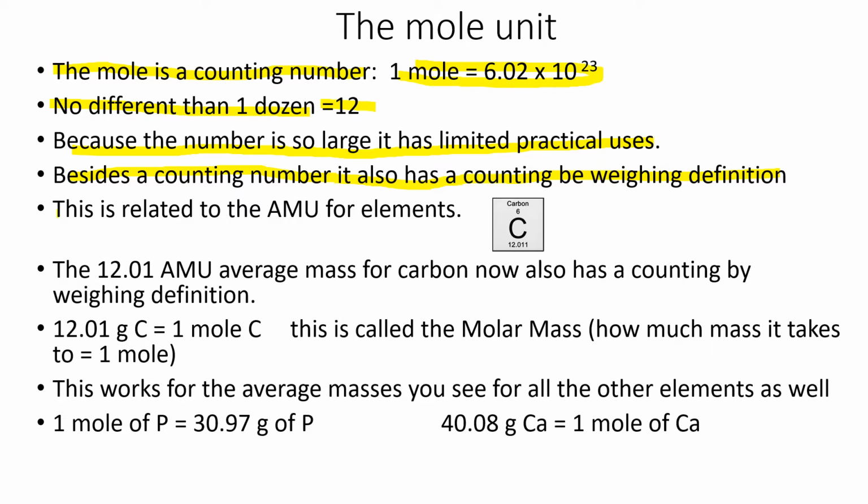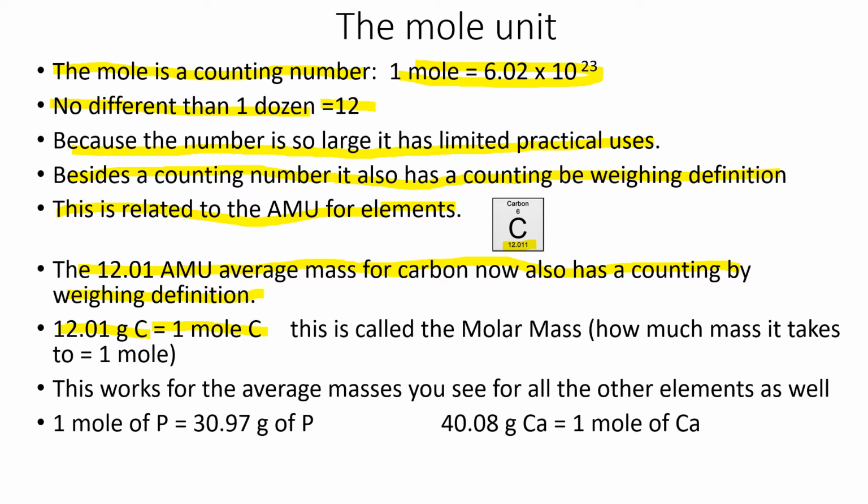And this counting by weighing definition is related to the AMUs we see for the elements, those atomic mass units. So when we looked at something like carbon, we said the average mass was 12.011 AMUs. Well, that average mass for carbon, instead of those atomic mass units, those made-up units that got us down to that small scale, now has a counting by weighing definition. The counting by weighing definition is, instead of AMUs, it's that many grams of carbon. 12.01 grams of carbon is 1 mole of carbon.